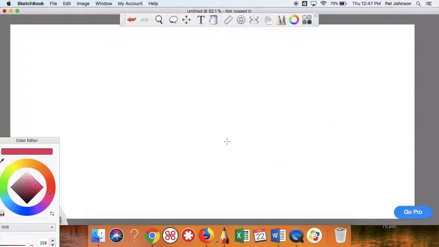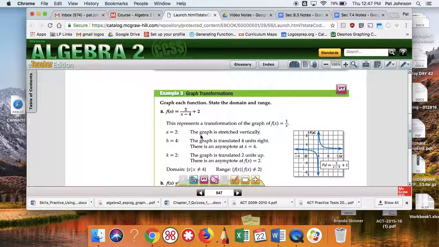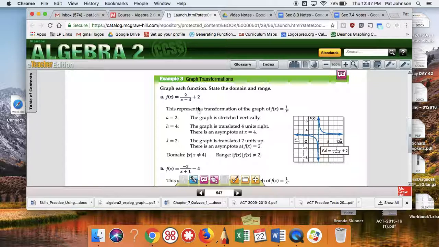So let's look at a graph and transform it. So look at example 3. It says graph each function and state the domain and range. Well, first of all, let's identify what is A. A is 2, C is 1, H is 4. Remember, it's always x minus h, so you put that in parentheses, it's 4, and K is 2. So tell me, it has a vertical stretch of 2, it moves to the right 4, and it moves up 2 units.